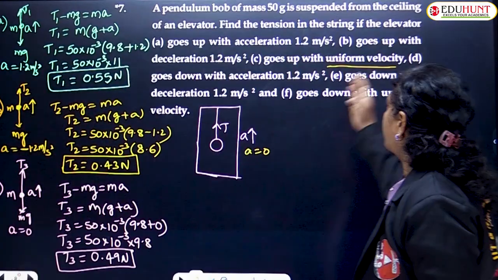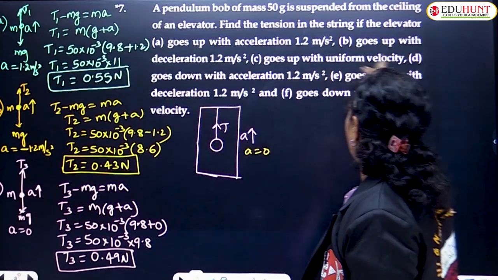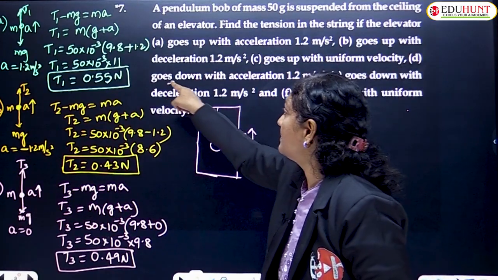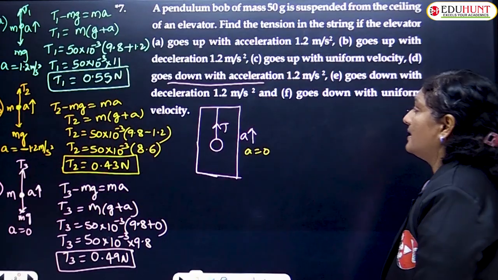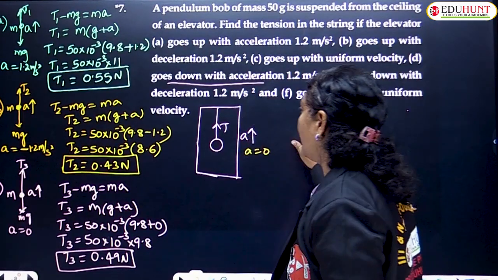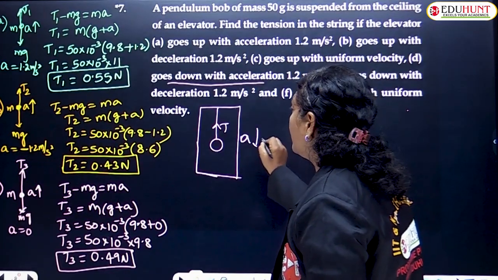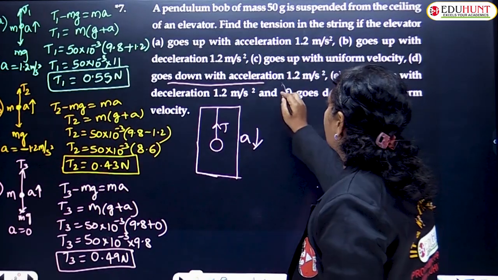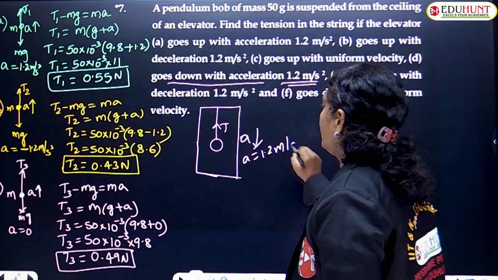So earlier the lift was going up with some acceleration, up with some deceleration, and up with uniform velocity or 0 acceleration. Now the next case, the fourth case: it was given that the elevator goes down with an acceleration of 1.2 meter per second square. So the same question, but now the condition has changed. It is now moving downwards, downwards with an acceleration of 1.2 meter per second square.